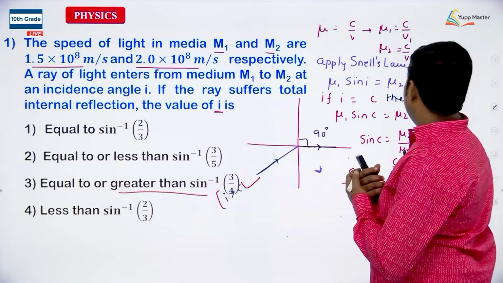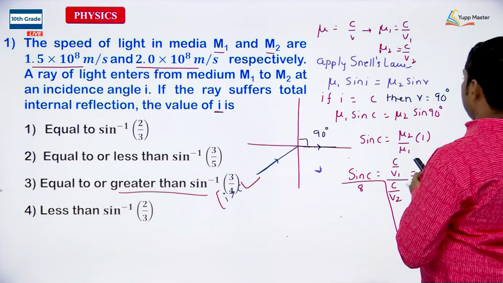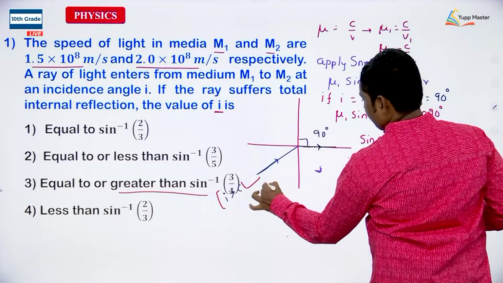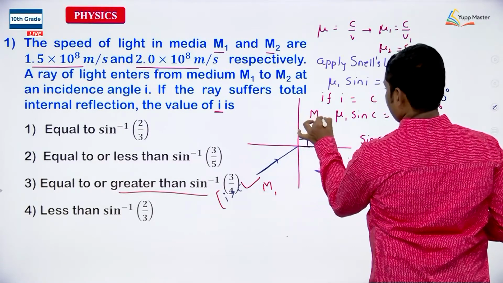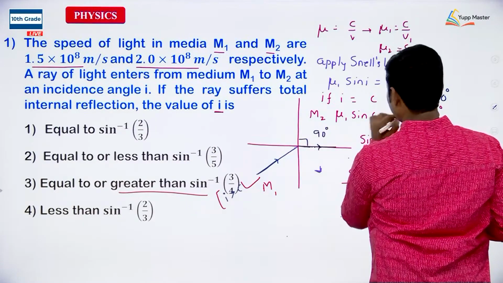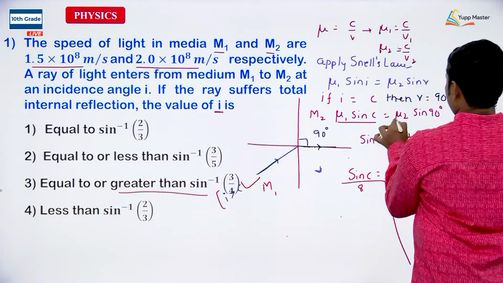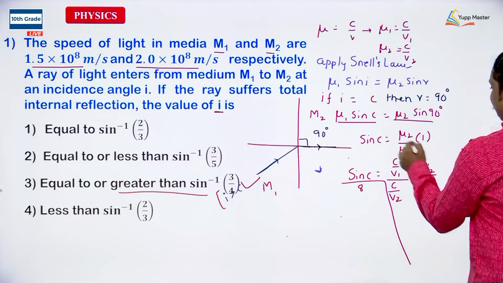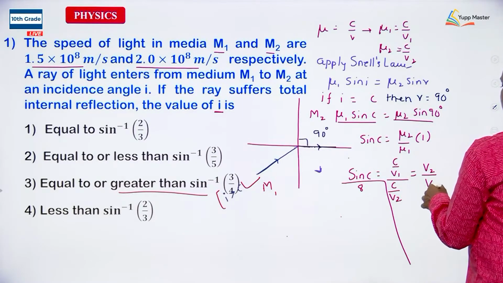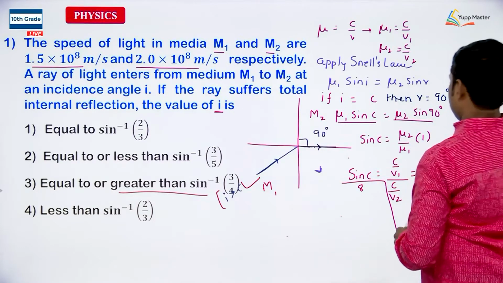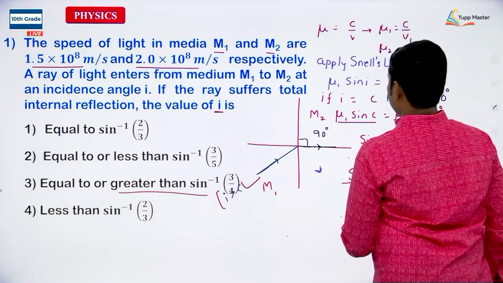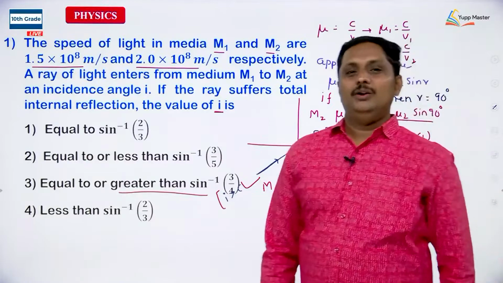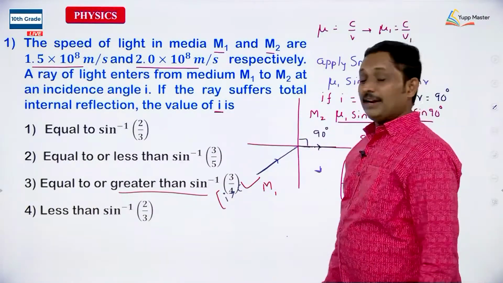You can easily find out that this is for the first medium M1 and this is M2. You have applied Snell's law and taken this one and you are going to get this. You can solve this problem by applying this. This relation plays a very important role to solve the problem, all right. So, let us go for another problem.